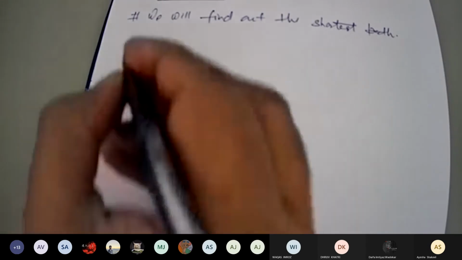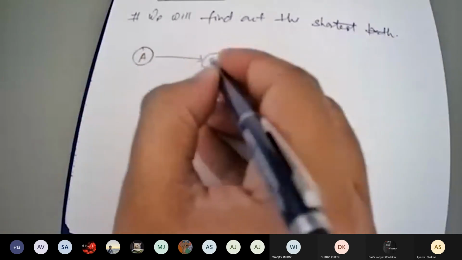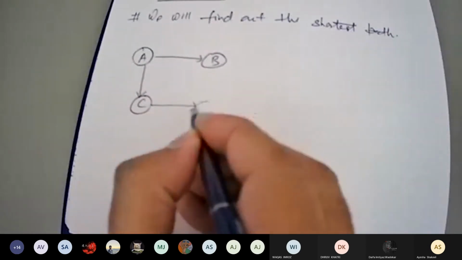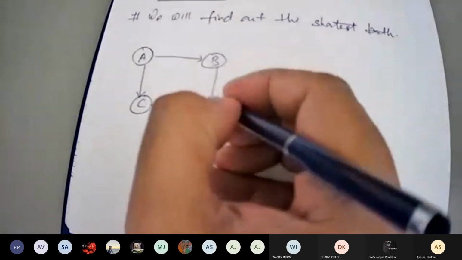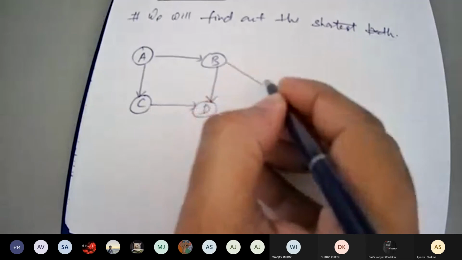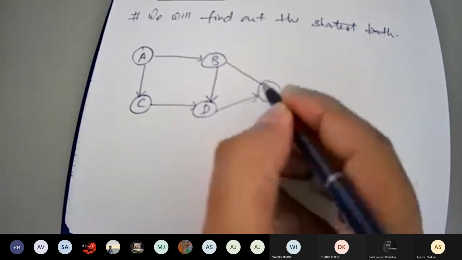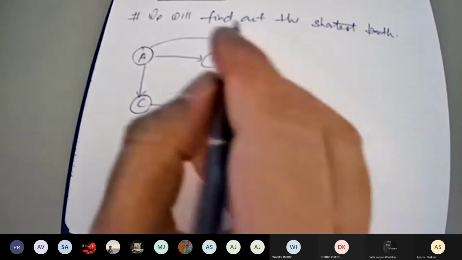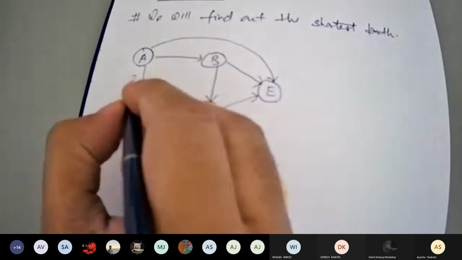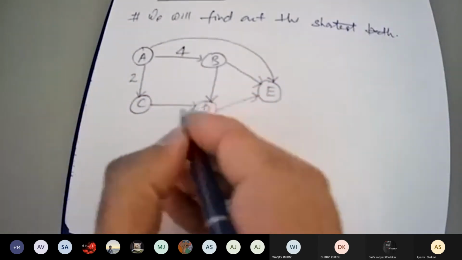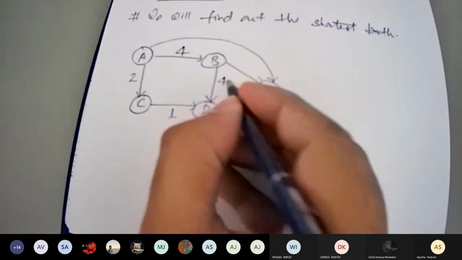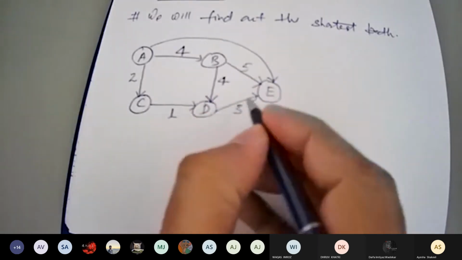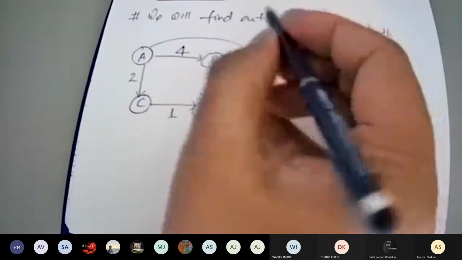Suppose that you have this graph A, B, C, D, E, and each edge is labeled: A to C is distance 2, distance is 4 between A and B, distance is 1 between C and D, distance is 4 between B and D, distance is 5 between 2 and 5, distance is 3 between 4 and 5, and distance is 8 between 1 and 5.